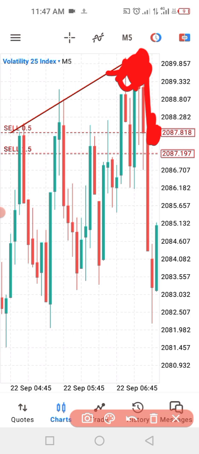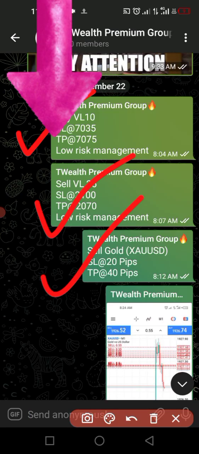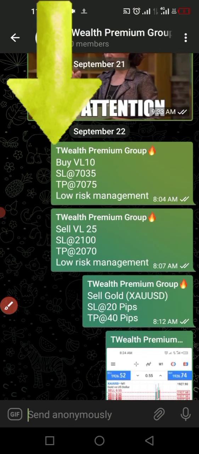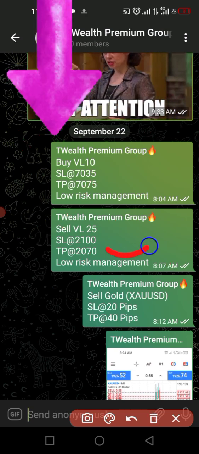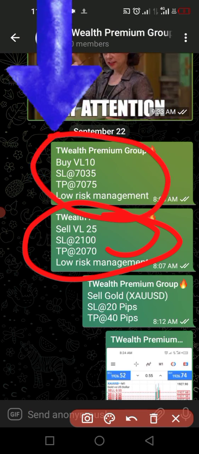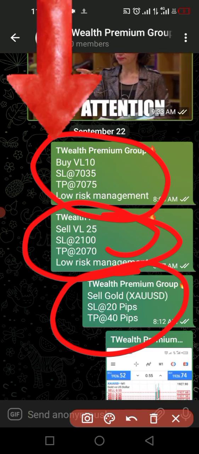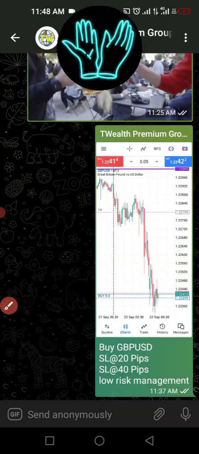And not just that, I went in and also dropped the signal for my group. So let me show you. I dropped this and this. Here was the signal for volatility 25. Here is the volatility 25 signal. Here is volatility 10, and here is XAUUSD, popularly known as gold. So all the pairs paid us, all paid.